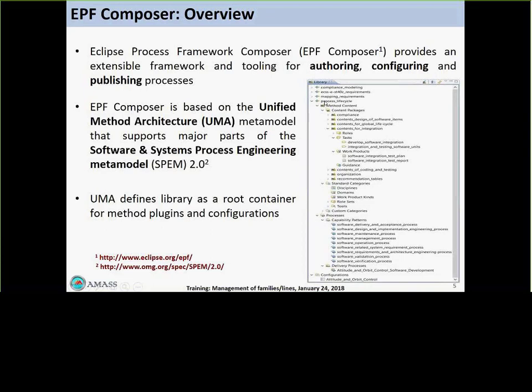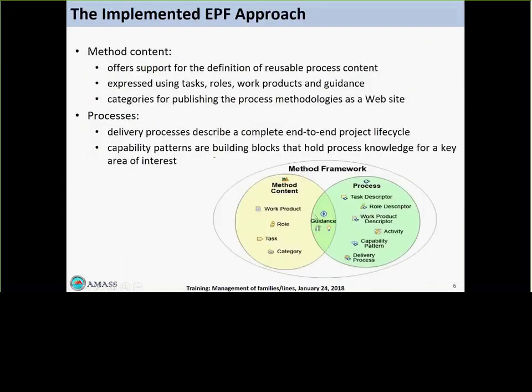The plugins contain the method content and the processes. Method content offers support for the reusable process content. They are expressed using roles, tasks, work products, and guidance. The categories are required for publishing the process methodologies as a website.